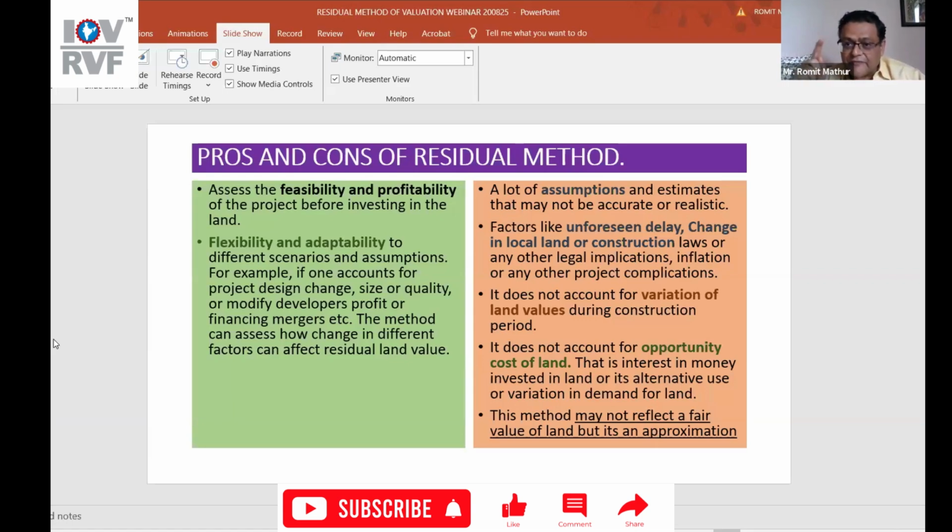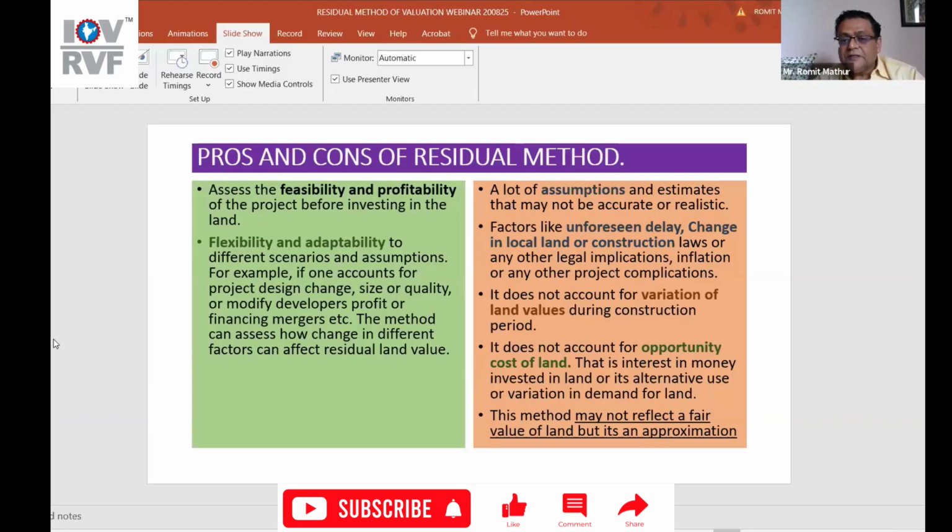It does not account for variation of land values during construction period. So during construction period, land value might go up, might go down. It doesn't require it. You may consider it at the end of the project because of the complexity. I mean, if one starts using AI models, then maybe even this would be taken care of. It does not account for opportunity cost of land.